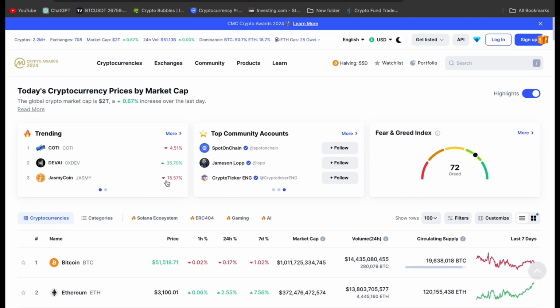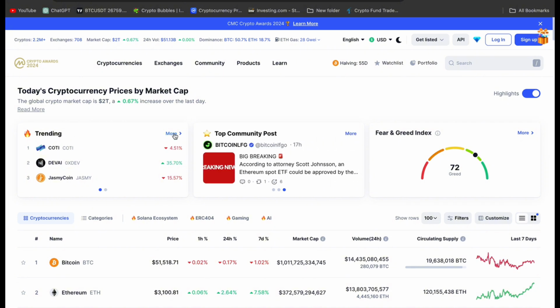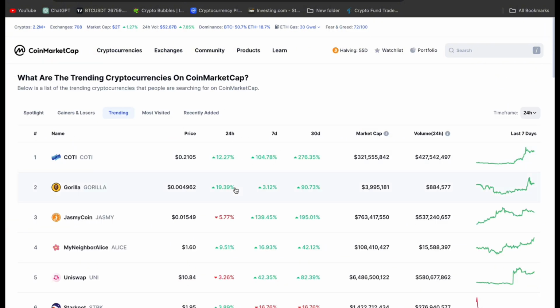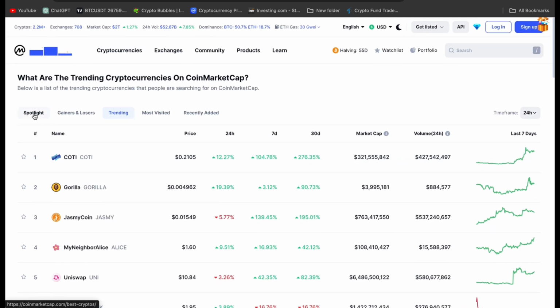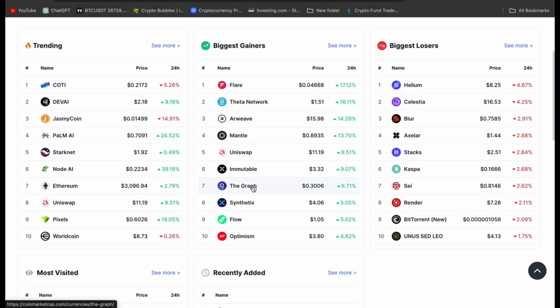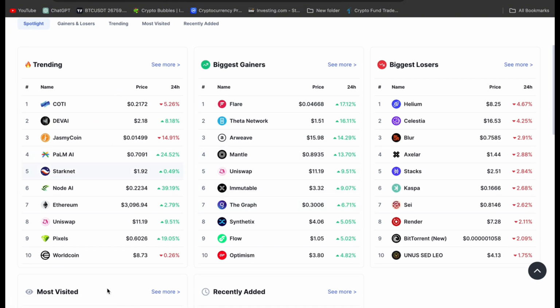Okay, so let's say we want to select a coin. For us to select a coin, we have the trending section here. So you click on the trending section. When you click on the trending section, now we are going to go to the spotlight. Just click on the spotlight here at the top left-hand side. So we click on spotlight. When we click on spotlight, now we have the trending section.